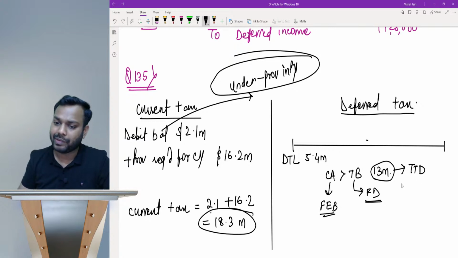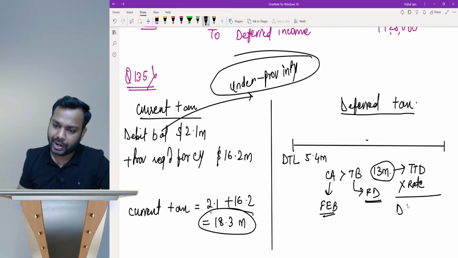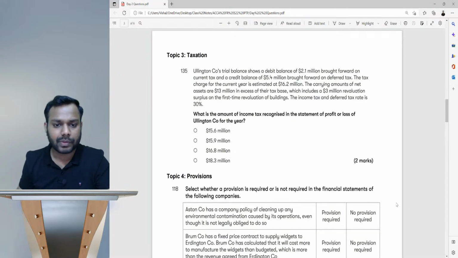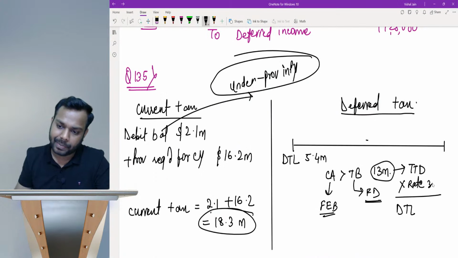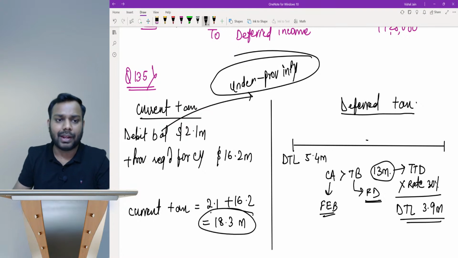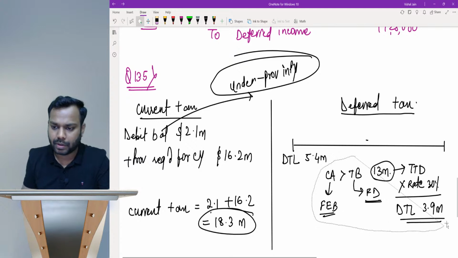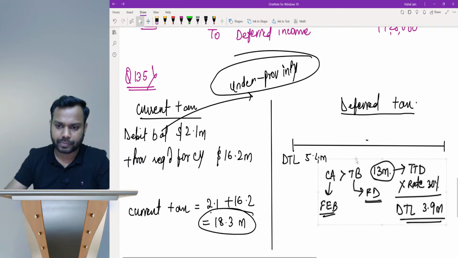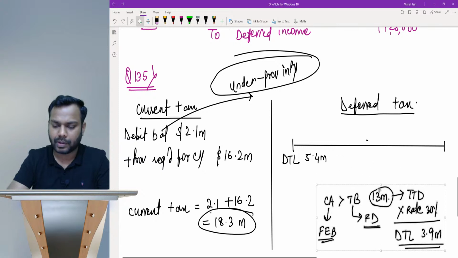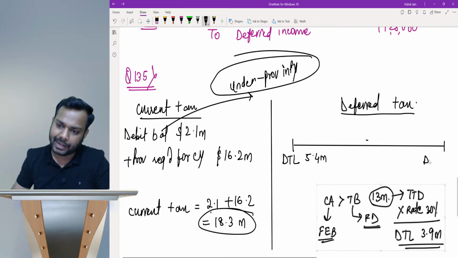If it's a taxable temporary difference, then multiplied by the rate, what does it come to? It will be a deferred tax liability of how much? What is the rate? 30%. Rate 30% gives 3.9. Meaning thereby your closing deferred tax liability is 3.9 million.